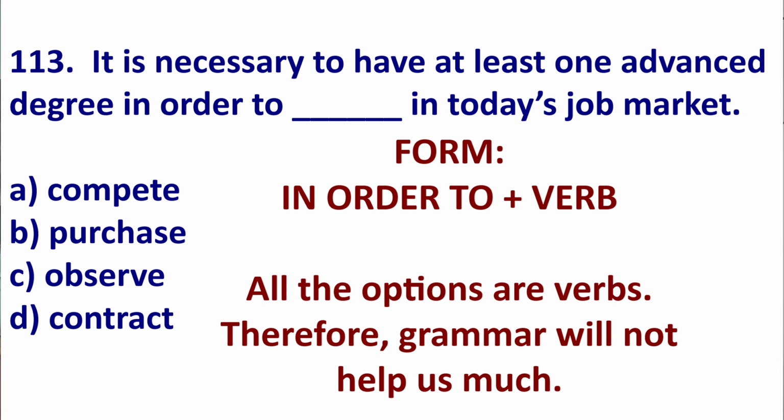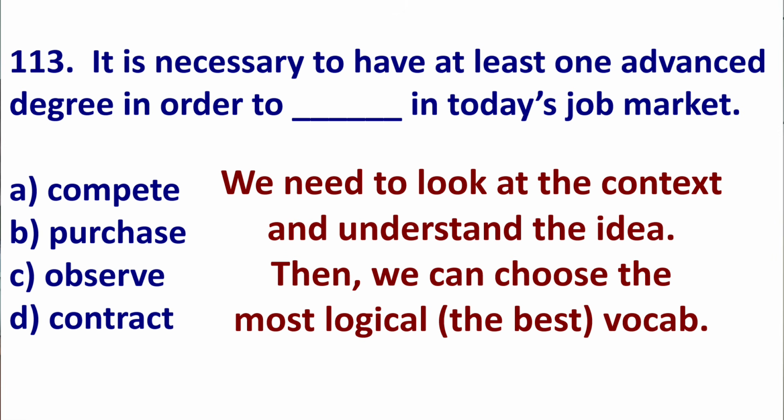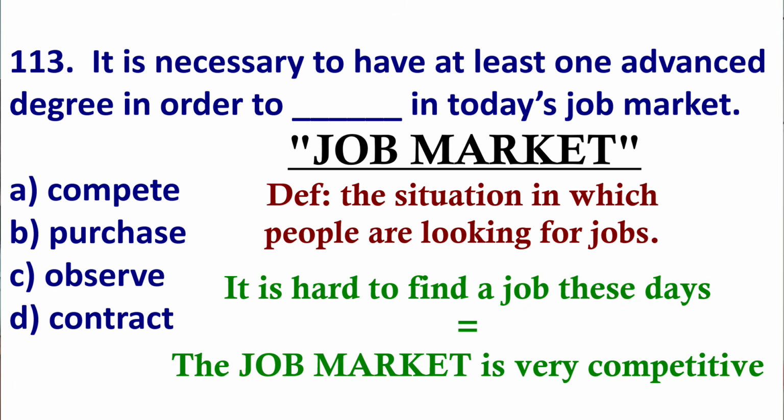We see that we have all verbs here. So grammar will not help us that much. We need to look at the context and pick the correct vocabulary. It says it is necessary to have at least one advanced degree in order to blank in today's job market. The job market is a situation in which different people are looking for jobs. For example, you might hear, it is hard to find a job these days. The job market is very competitive, very challenging, very difficult.